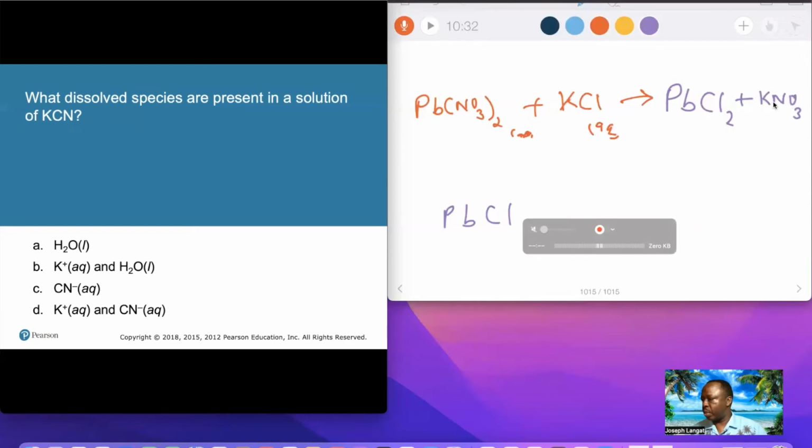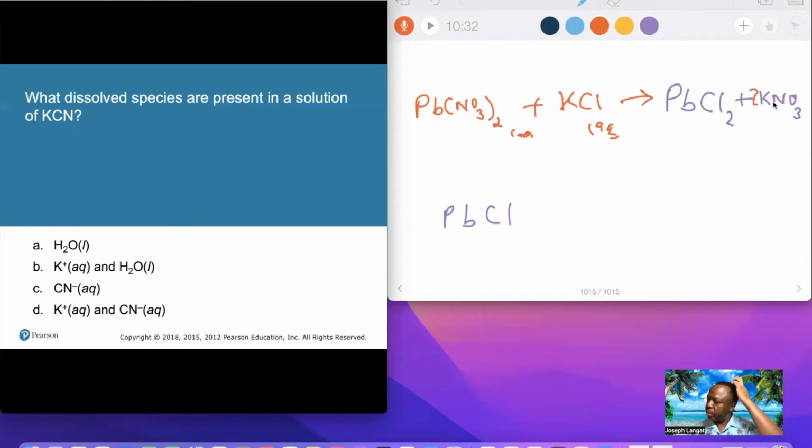So what I'll do is put that 2 in front of potassium nitrate, and we need a 2 in front of potassium chloride. We need 1 in front of lead, 2 nitrate. So the equation is balanced. Always get into the habit of balancing the equation.